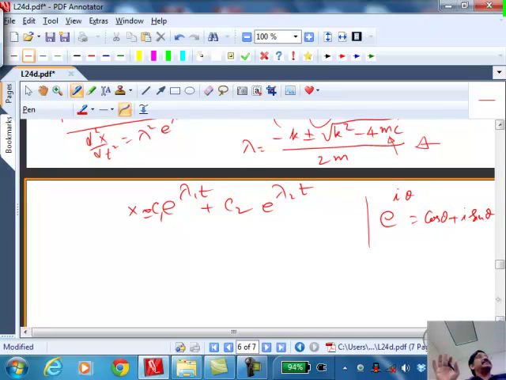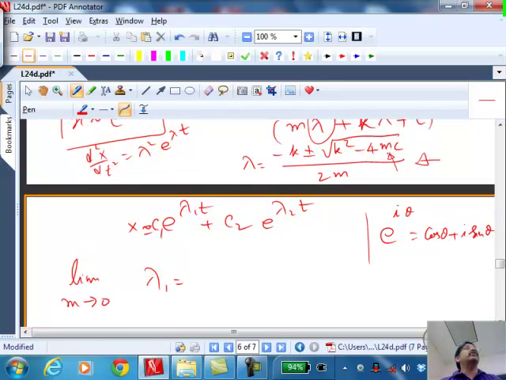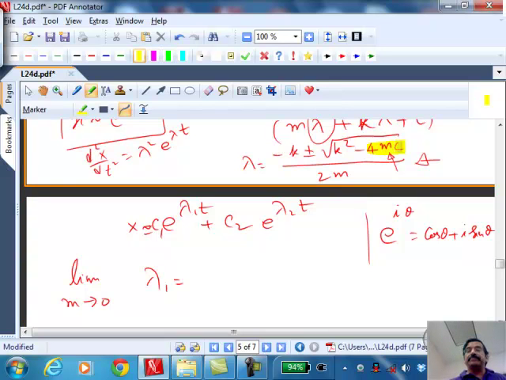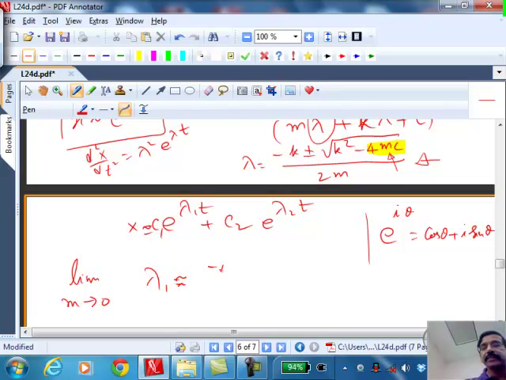But we are not interested in that. We are interested in the limit of m going to 0. In the limit of m going to 0, what happens to the root, for example lambda 1? Now, if m goes to 0, there are two roots. I'm going to take the first case. If m goes to 0, I'm going to drop this term, because it is small compared to c squared. So as an approximation in that limit, I'm going to get this as equal to minus c plus or minus c again, divided by 2m.